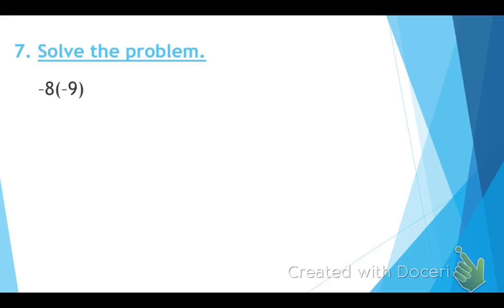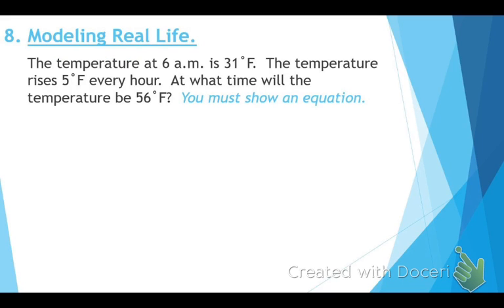All right, because on this one we have parentheses. Guys, what do the parentheses mean? Multiply. And I'm multiplying two negative numbers, so the answer has to be positive. What's the answer? 72. 72 is correct. For this problem, there will be a problem exactly like this on your test tomorrow, okay? Just different times or degrees or whatever. The temperature at 6 a.m. is 31 degrees, so that's where we're starting.